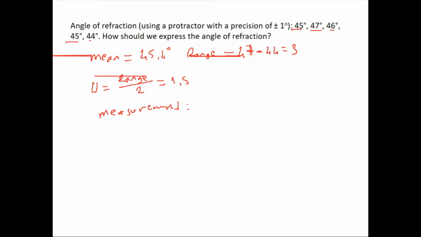Now as you see here, our individual measurements have two significant figures. I'm also going to round these to two significant figures. It will be 45 plus minus, and here is the uncertainty. It is going to be rounded to only one significant figure. So if I round this one, it will be 2. So our measurement will be 45 plus minus 2.